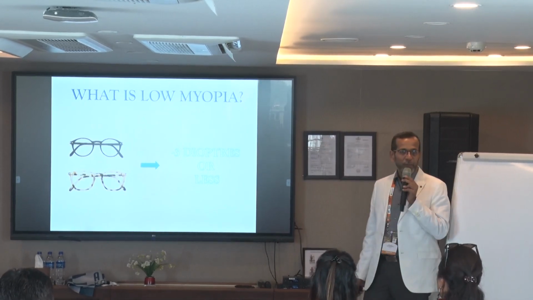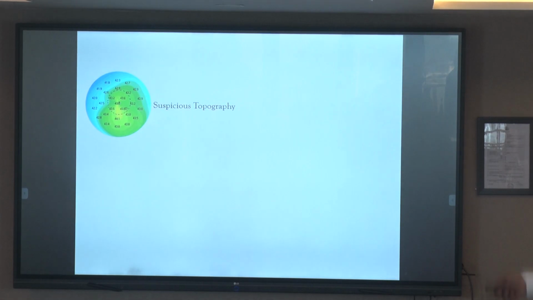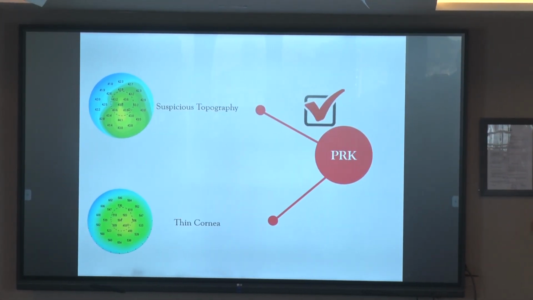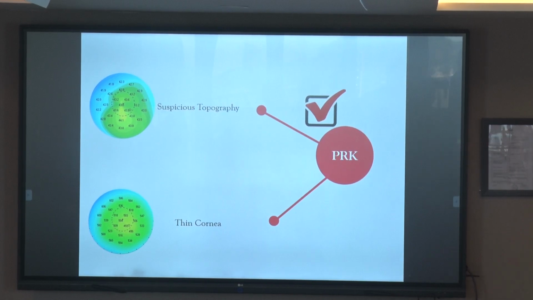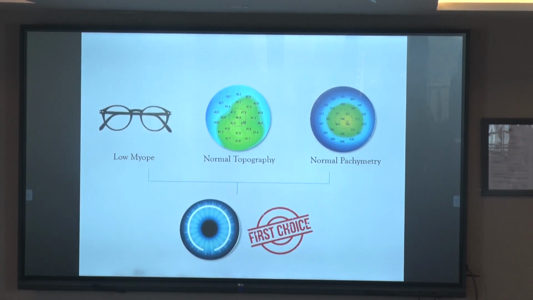So let's define what is low myopia. We define low myopia as any myopia with 3 diopters or less. I agree with Dr. Mazz that with suspicious topographies and thin corneas, the procedure of choice would still be a PRK. Yes, no doubt about it. But a low myope with a normal topography, normal pachymetry, well, my first choice would definitely be a LASIK procedure.